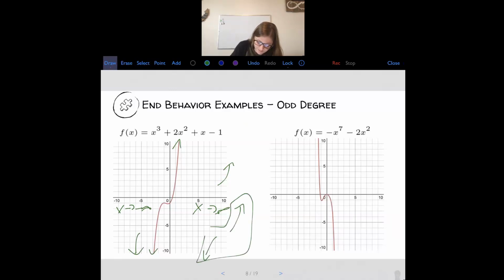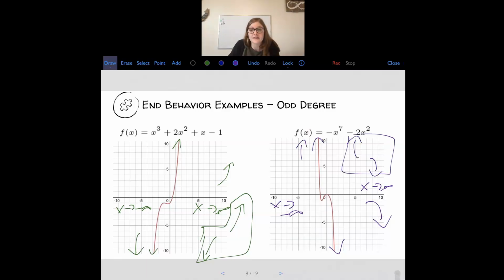The reason I'm writing it like this is you'll see these as part of the multiple choice when you're determining end behavior. So we have another odd degree, f of x is equal to negative x to the 7th minus 2x squared. Our end behavior is a little different. As x goes to infinity, this is going to keep going down. And as x goes to negative infinity, this is going to keep going up. So our end behavior would look something like this.